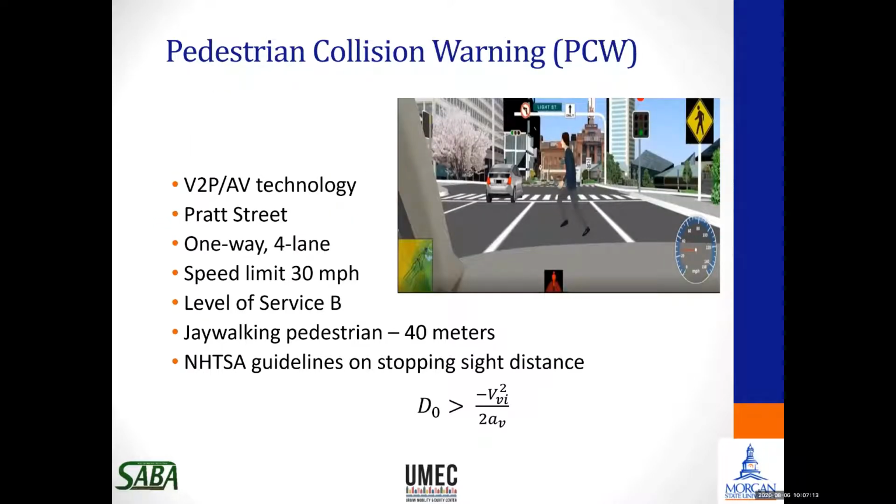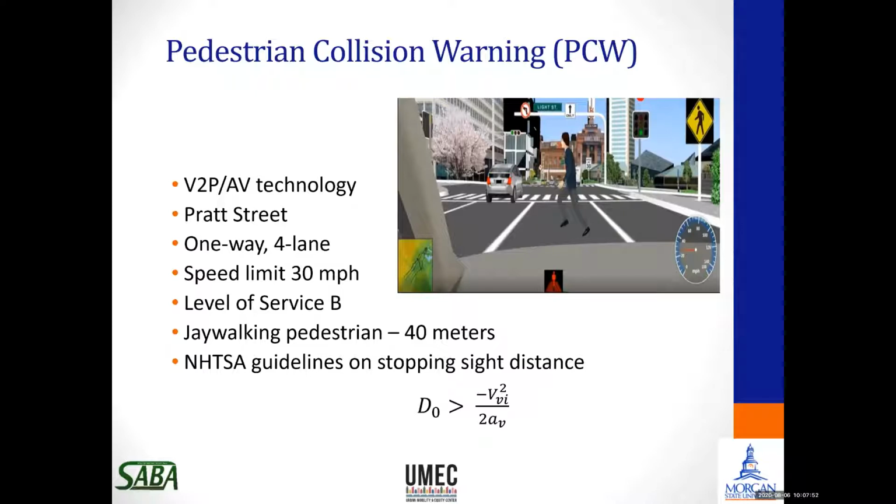On the pedestrian collision warning, this can be either through V2P technology or AV technology. The way V2P works is that the vehicle equipped with DSRC technology can detect the pedestrian with a DSRC-enabled smartphone, and V2P technology uses both audio and visual warnings to alert both pedestrians and the driver that a collision might happen.